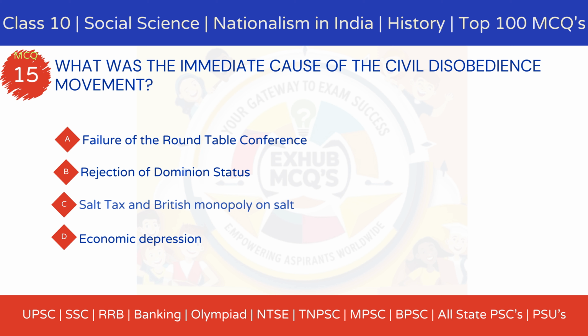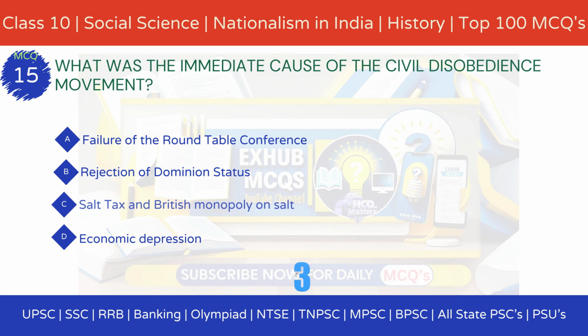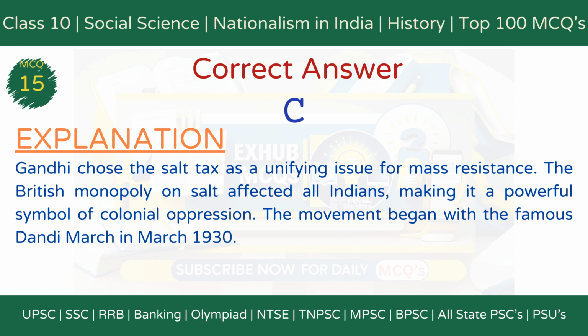Option A, failure of the Round Table Conference. Option B, rejection of dominion status. Option C, salt tax and British monopoly on salt. Option D, economic depression. The correct answer is option C, salt tax and British monopoly on salt.